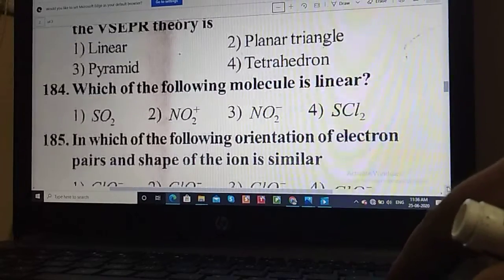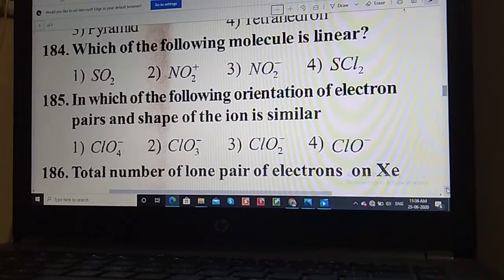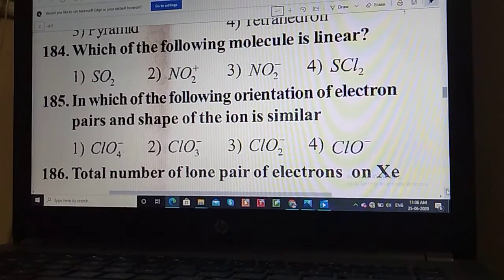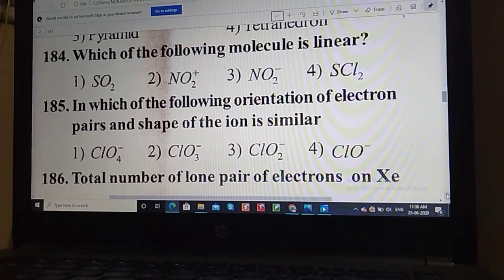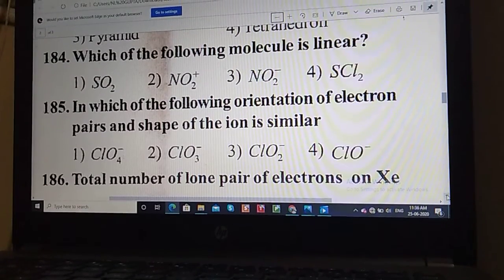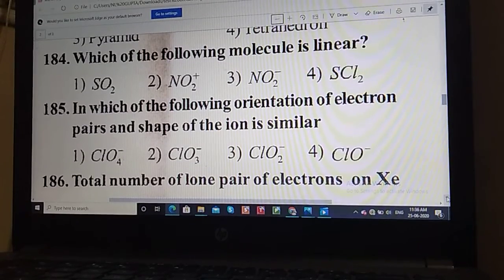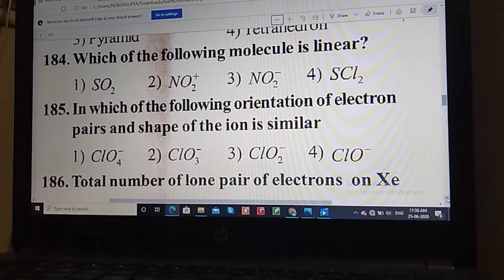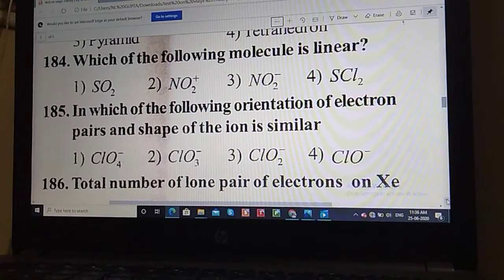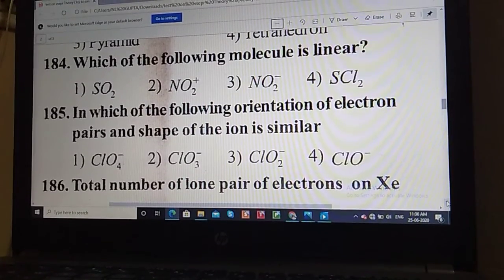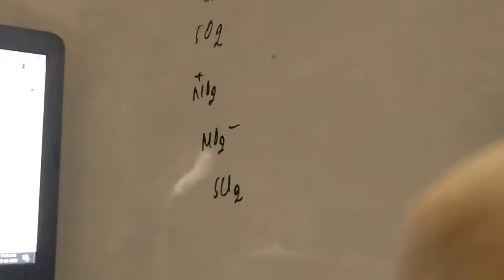Now question number 184: which of the following molecules is linear? Students, they are asking about the linear one, and 4 options have been given: SO2, NO2 positive, NO2 negative, and SCl2. Now let us come to the board, students, for better understanding.